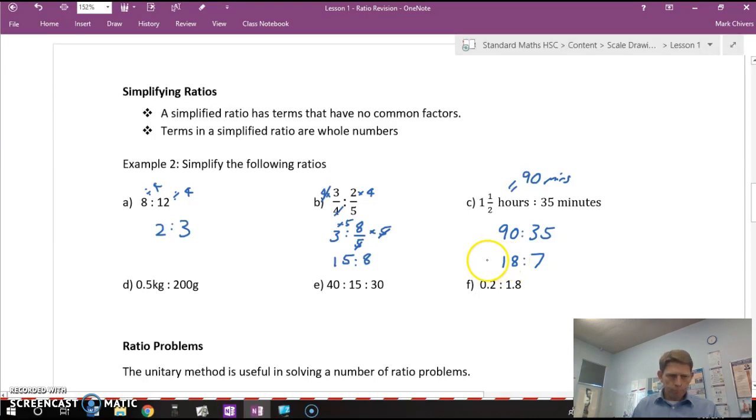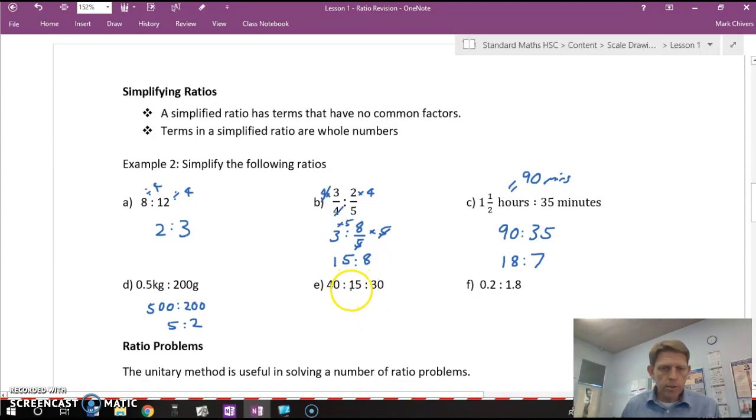The next one over here, we've got half a kilo is to 200 grams. Well, half a kilo is going to be 500 grams. So let's just first get it as a ratio in the same units. And I can see that right here, I can divide both of those by 100, and I'm going to end up with a ratio of 5 is to 2.